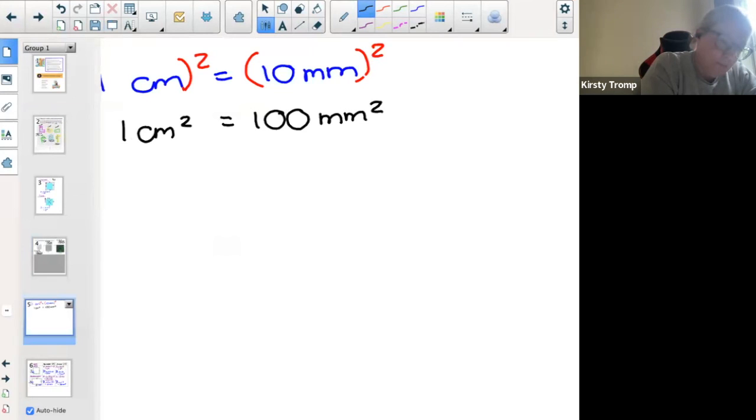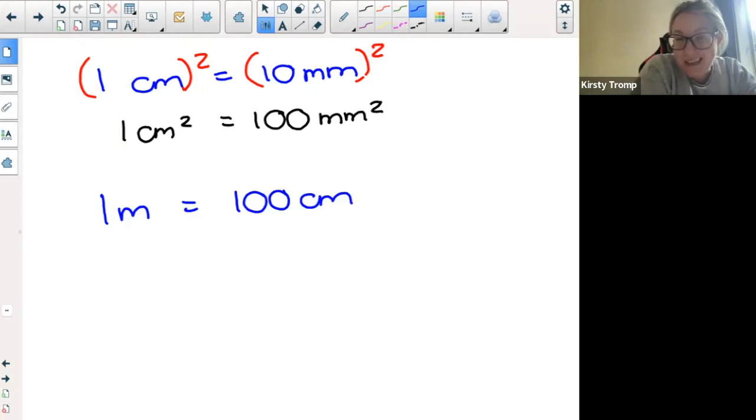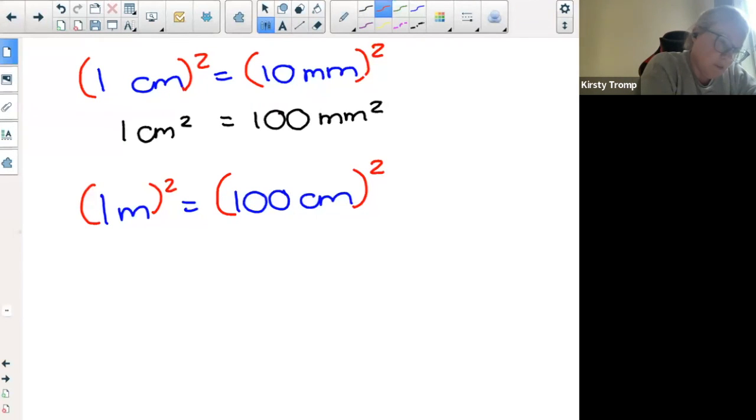So if we have our meters now, we can say that 1 meter equals 100 centimeters. But I don't want meters. What do I want? I want to square both sides. So on this side, I square it. Whatever I do to that side, I must do to this side.